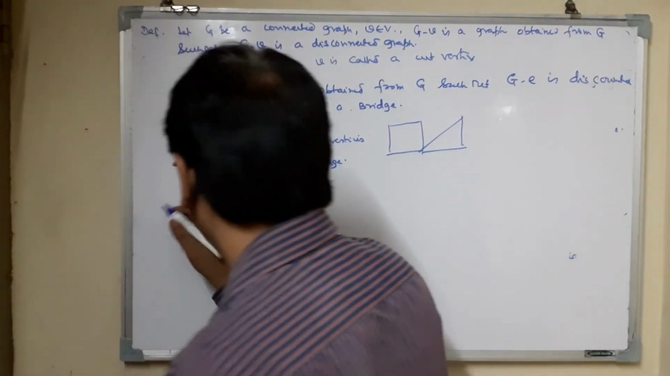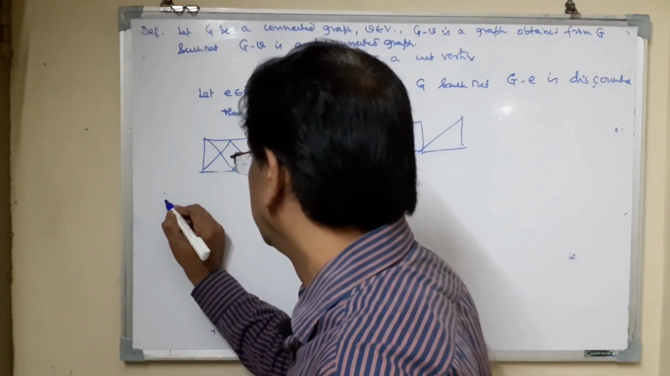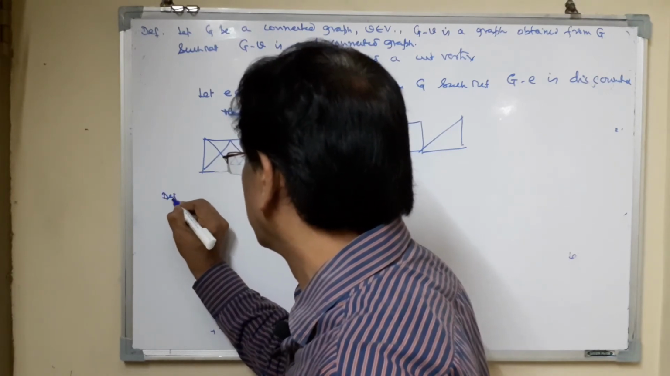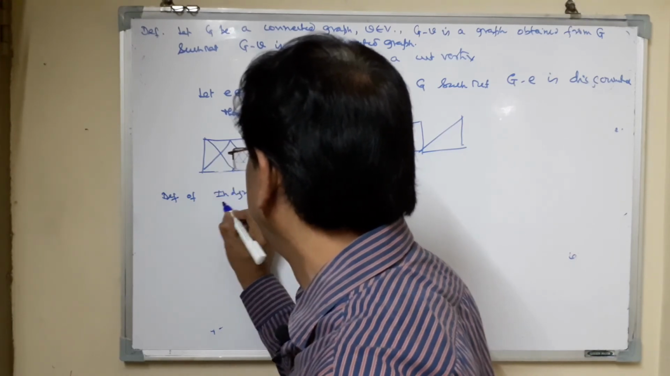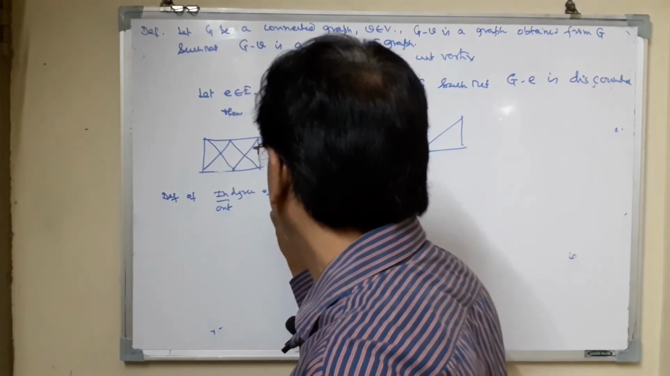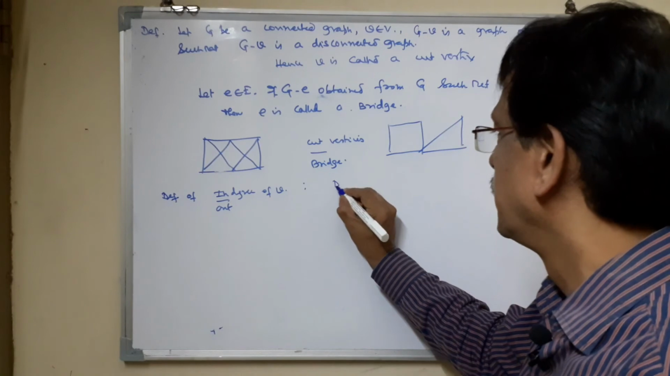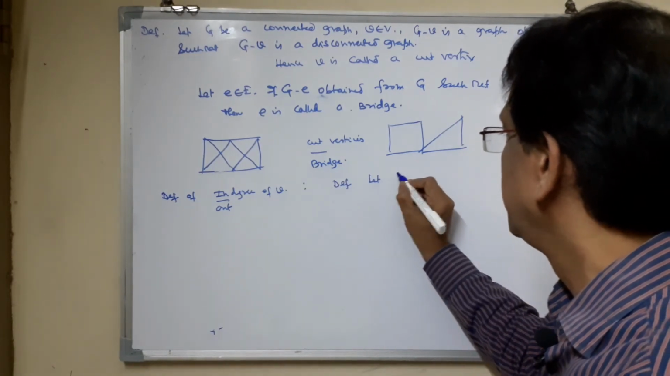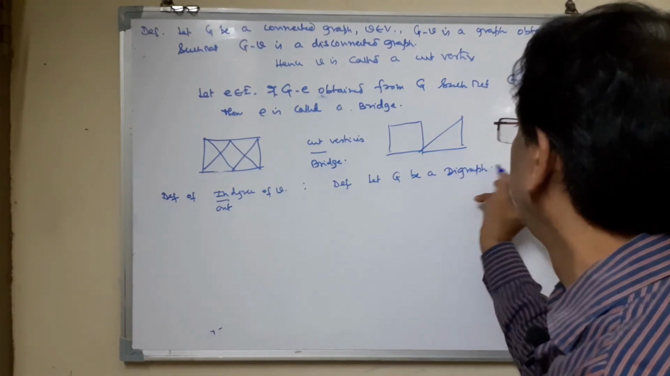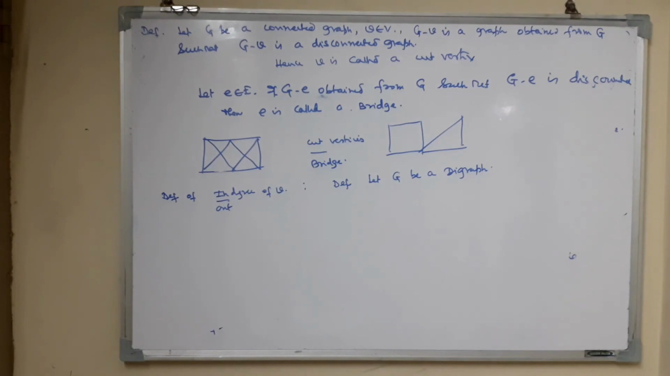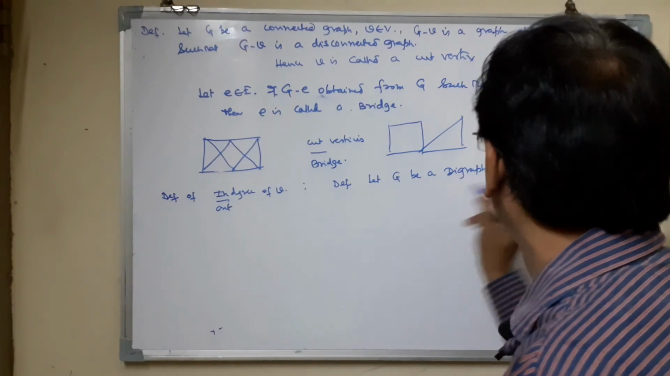Finally, I want to wind up this session by looking at the definition of in degree and out degree of a vertex v. Let G be a digraph. I'll define in degree and out degree in a digraph. Already I have defined the degree in a graph. Let G be a digraph and v belongs to V.